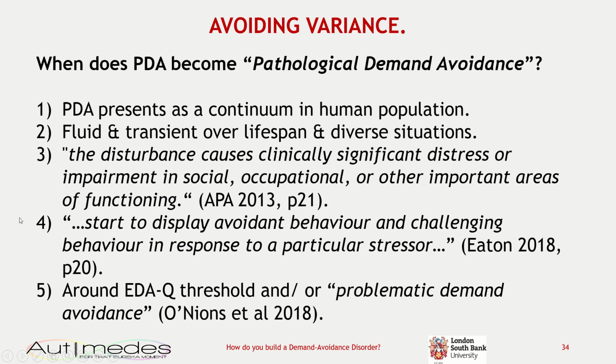I mentioned this quote before. I'm not going to mention it again, but if you apply this quote to the PDA literature, it's when a person starts to display avoidant or transient behaviour in response to a particular stressor. In this particular quote, it's in relation to autistic children, typically when they're experiencing demand at school, or transitioning from primary to secondary, or around the EDA-Q threshold, or when demand avoidance becomes problematic in nature. I don't like that descriptor, problematic demand avoidance, because it's horrifically subjective, but I, as hell, have used it.